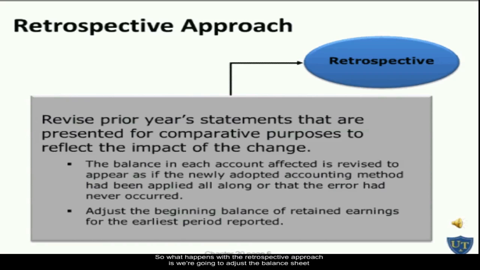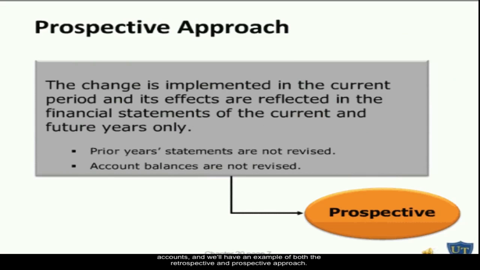So what happens with the retrospective approach is we're going to adjust the balance sheet to where it would have been had the new method or the error not been made, etc. So the effect of the retrospective approach is to revise previously issued financial statements, and we'll do that by making an entry to adjust the beginning balance sheet accounts. And we'll have an example of both the retrospective and the prospective approach.